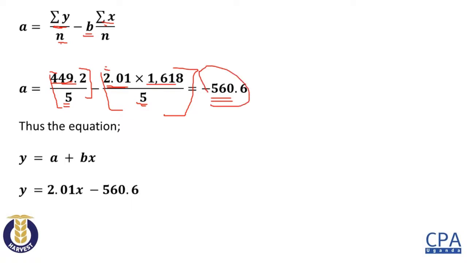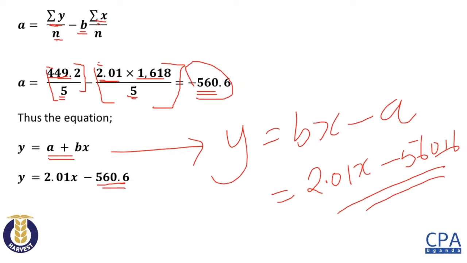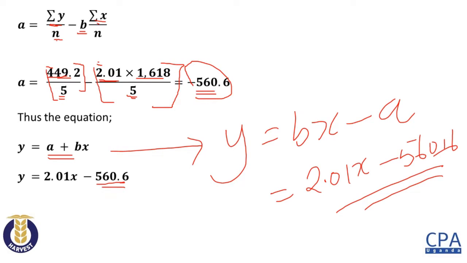And now if we move to our least squares equation, where we have a, I have put this negative. Actually, I'm doing it the other way around. Because it's a negative, I'll use y is equal to bx minus a. So where I have a b, I've put 2.01x minus the 560.6. So that becomes our least squares equation, and that definitely marks the end of the largest part of the work we are supposed to do.